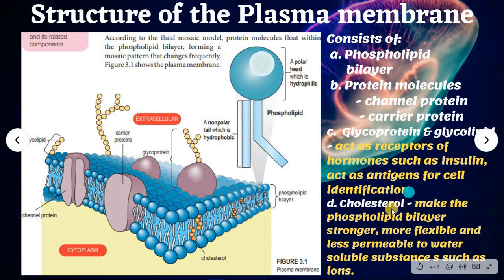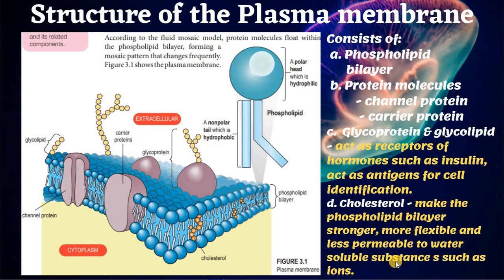Okay, plasma membrane also consists of cholesterol. So this is the cholesterol, here and here. It makes the phospholipid bilayer stronger, more flexible, and less permeable to water-soluble substances such as ions.